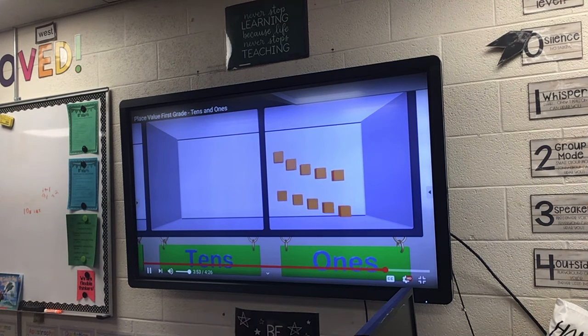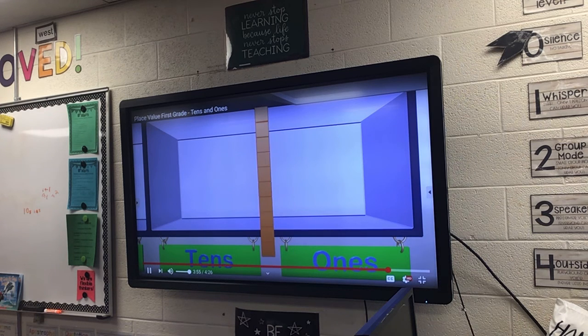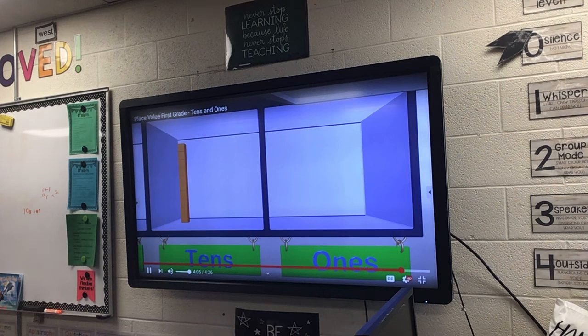We group them into a 10. Great job. This is a tens block. Can you tell me which room a tens block belongs in? It belongs in the tens room. You guys are amazing at this.